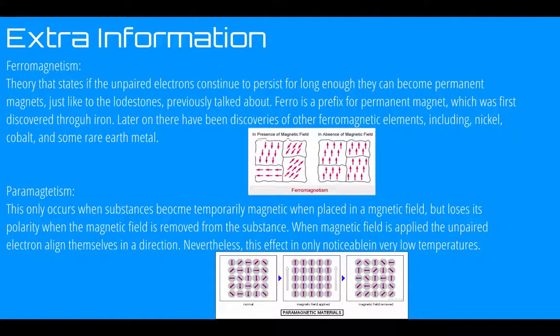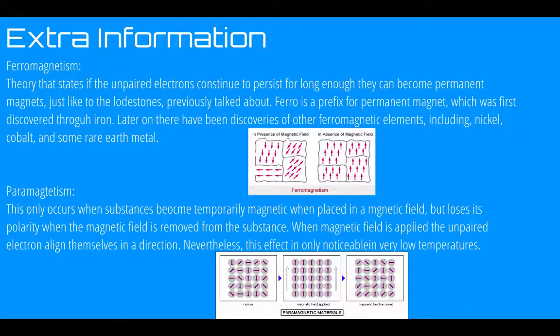People soon learned that they could magnetize an iron needle by stroking it with a lodestone, causing a majority of the unpaired electrons in the needle to line up in one direction. Other metals besides iron have been found to have ferromagnetic properties. These include nickel, cobalt, and some rare earth metals.